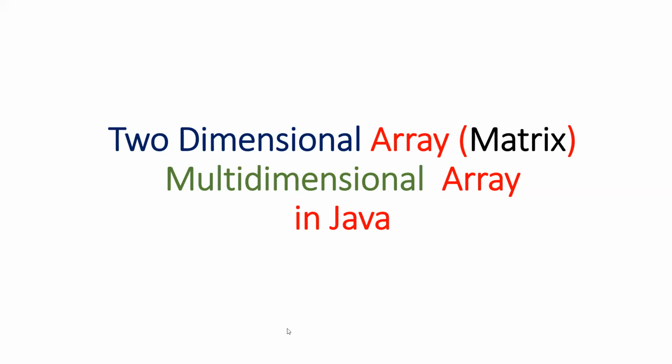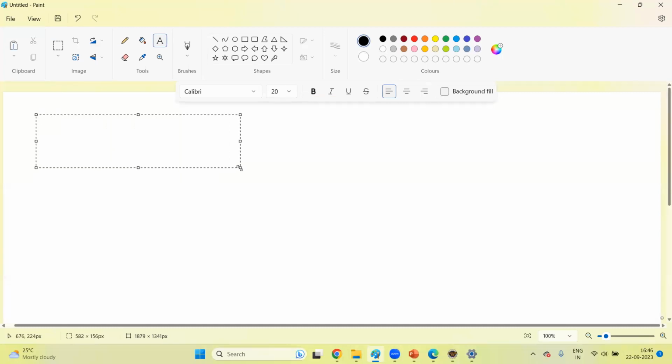Today we'll see in this video the two-dimensional array, which is called a matrix, or you can also say a multi-dimensional array in Java. In my previous video, we have already discussed the one-dimensional array. Now here we'll see how to declare and use the two-dimensional array, or you can say the multi-dimensional array.